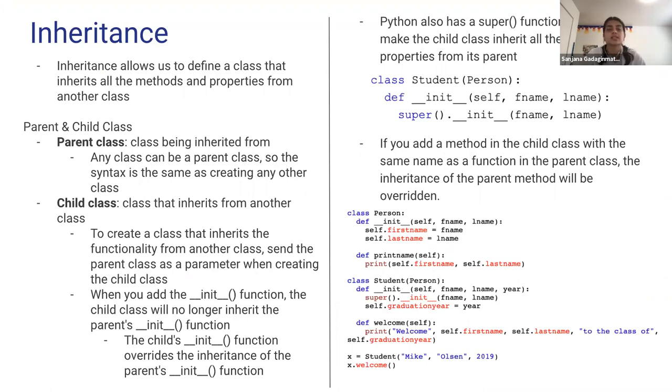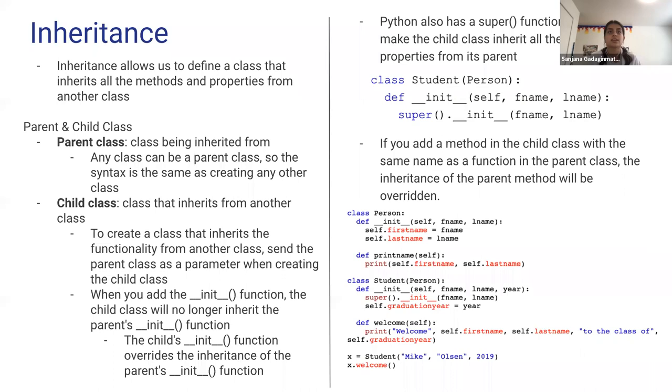So next we're going to go over inheritance. Inheritance allows us to define a class that inherits all methods and properties from another class. And this is when we have parent and child classes. A parent class is a class that you're inheriting from, and any class can be a parent class. So the syntax is the same as when you're creating any other class. And there's a difference in a child class. A child class is the class that inherits from the parent class.